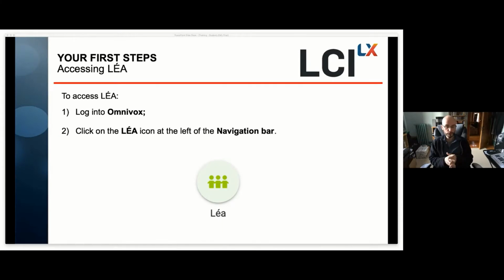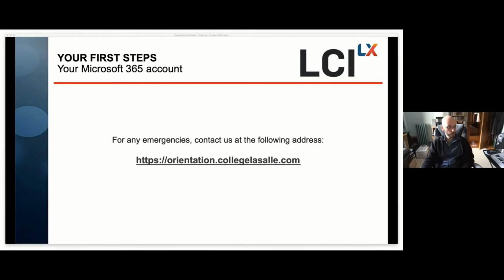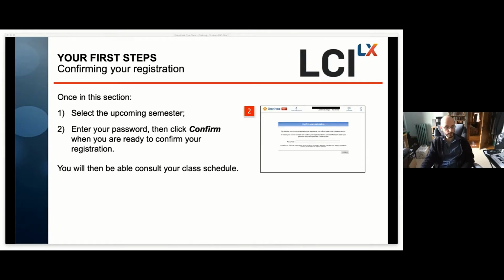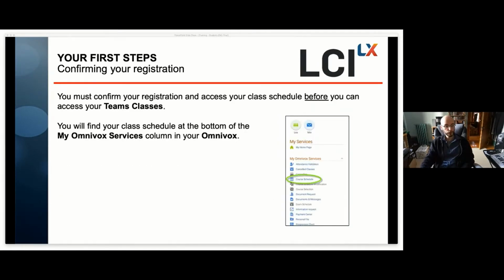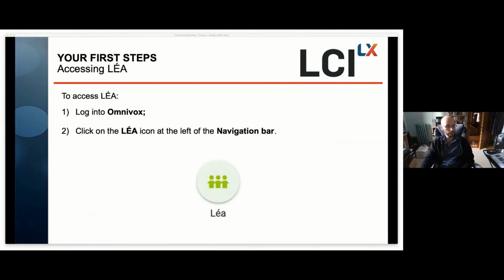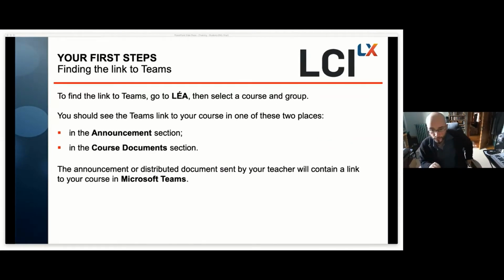So to log into LIA, which is going to be your main student hub if you want, go into your Omnivox, then click on the LIA icon as you see here. It's on top of the columns. If you look at my image previously, you had your course schedule there. And on top here are two icons, LIA and MIO. LIA for accessing LIA and MIO for your emails. So you click on LIA and you're going to be there. You're going to see a bunch of stuff.